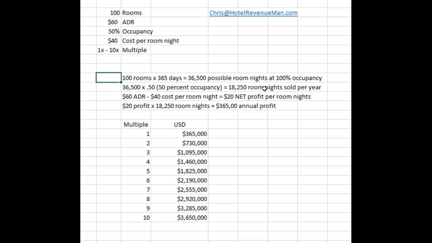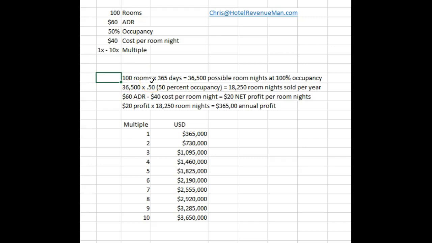This hotel has 100 rooms. There are 365 days in a year. So if you sold every room every night, that's 100% occupancy, you would sell 36,500 room nights. Now we know this property has 50% occupancy. So we take the possibility of 100% occupancy and we multiply that times 50%.